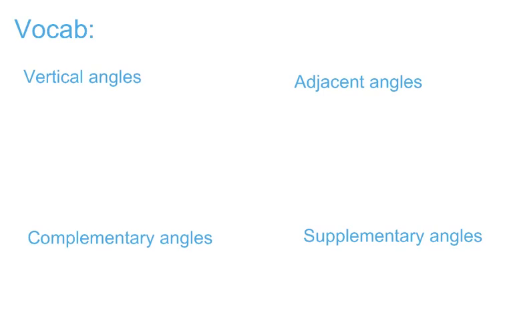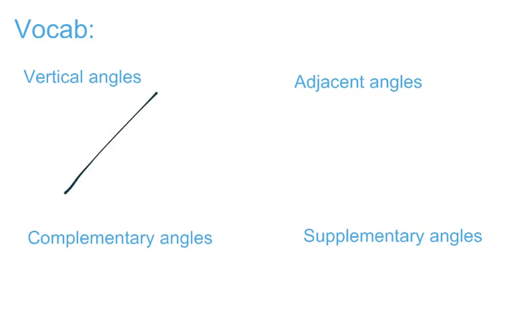There are 4 different terms that we need to know that help us either describe angles when we see them or to then apply what these definitions mean to solve problems around angles. So the first definition we're going to look at is for vertical angles.